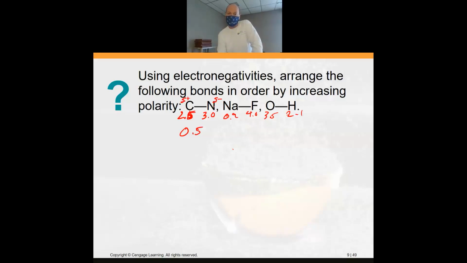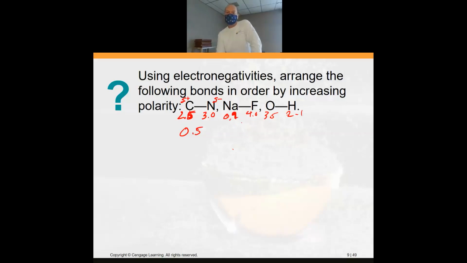Again, whatever number is higher gets the delta minus. Whatever number is lower gets the delta plus. Sodium is below lithium, which is 1, so it's less than 1, so I went with 0.9, doesn't matter. Anything less than 1 would be a fine number here.